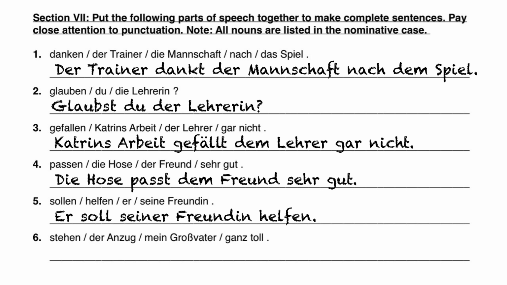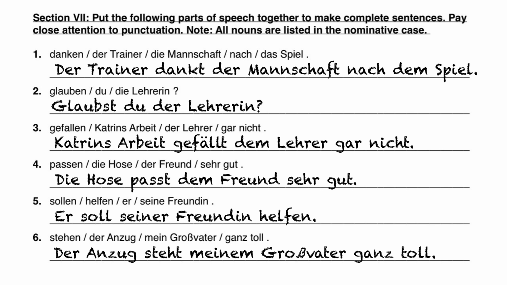Nummer 6. Here we have stehen. Stehen is to stand or to look on someone, so we have der Anzug steht meinem Großvater ganz toll. The suit looks good on my grandfather. Der Anzug is our subject here. The on whom it looks good in English would have to be meinem Großvater in German because we have here the dative case because it's the object of the verb stehen.